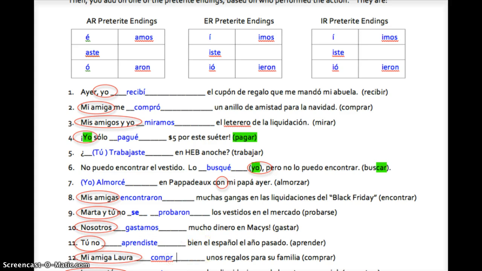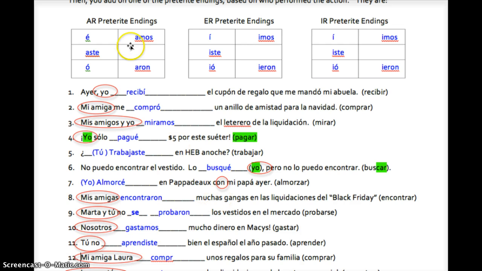Next one, mi amiga Laura. So if you just circled mi amiga, that's fine. If you just circled Laura, that's fine. If you circled mi amiga Laura, that's also fine. It's literally me saying my friend, or Laura, or my friend Laura. As long as you know that that's just one person that I've circled here.